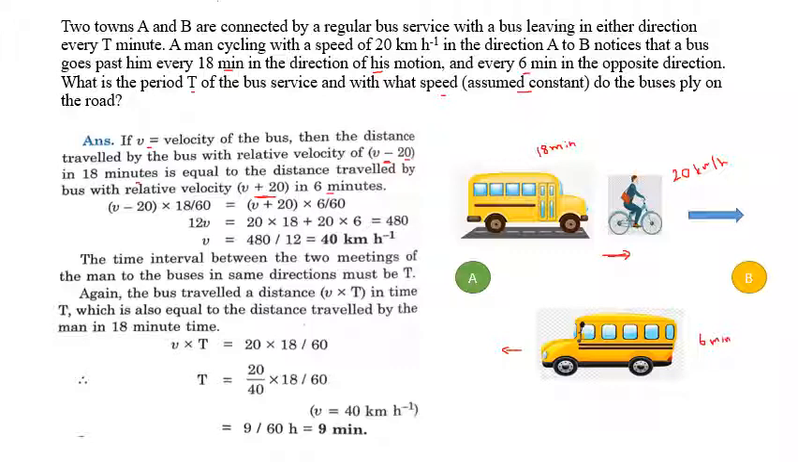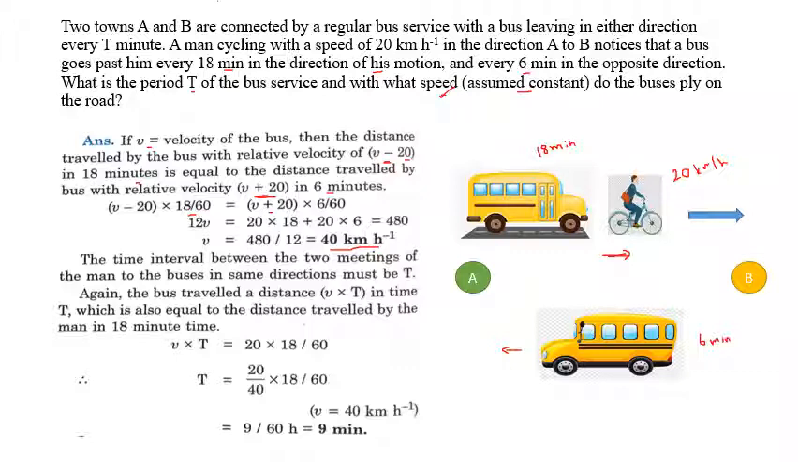Is that clear? So we should equate both the things. As per the question, we are considering the velocity of the bus to be constant. So we are equating both. V minus 20 into 18 divided by 60. What is this 18 divided by 60? We are converting 18 minutes into hours. So V minus 20 into 18 divided by 60 is equal to V plus 20 into 6 divided by 60. So what you will get is V equal to 40 km per hour. This is the velocity of the bus, 40 km per hour.